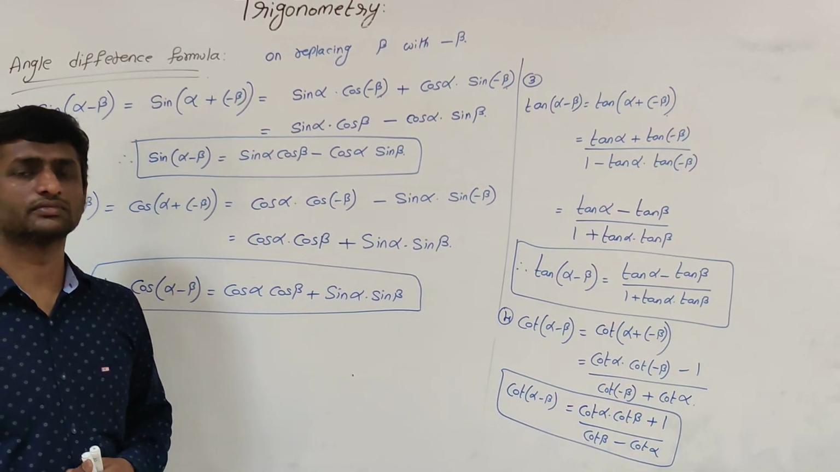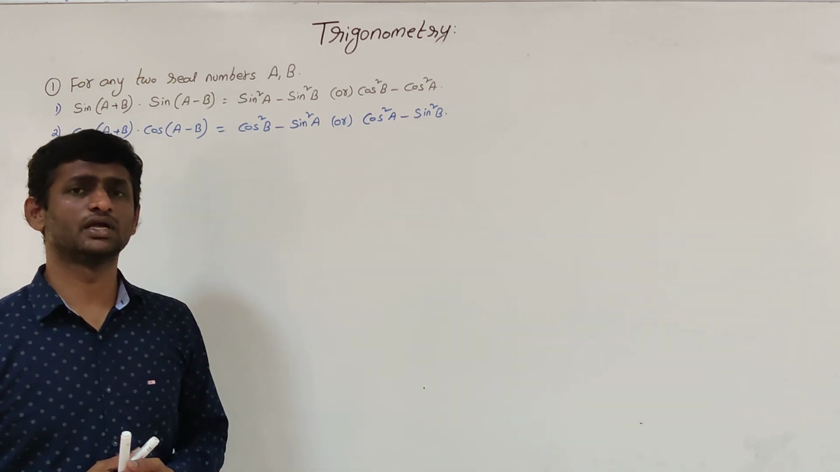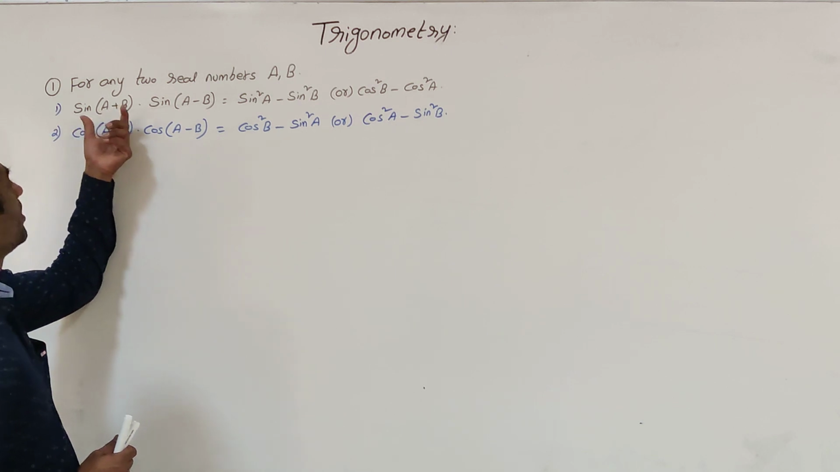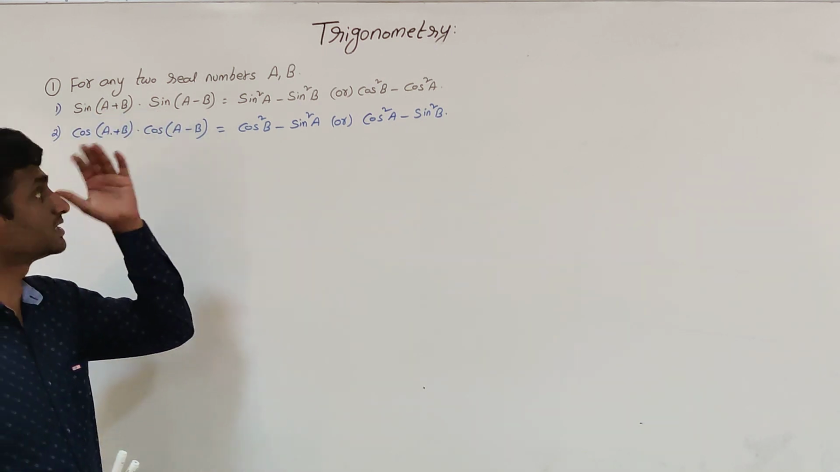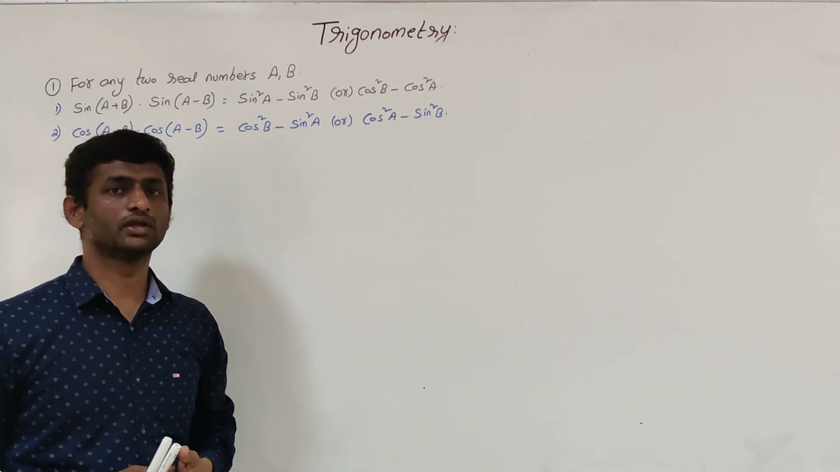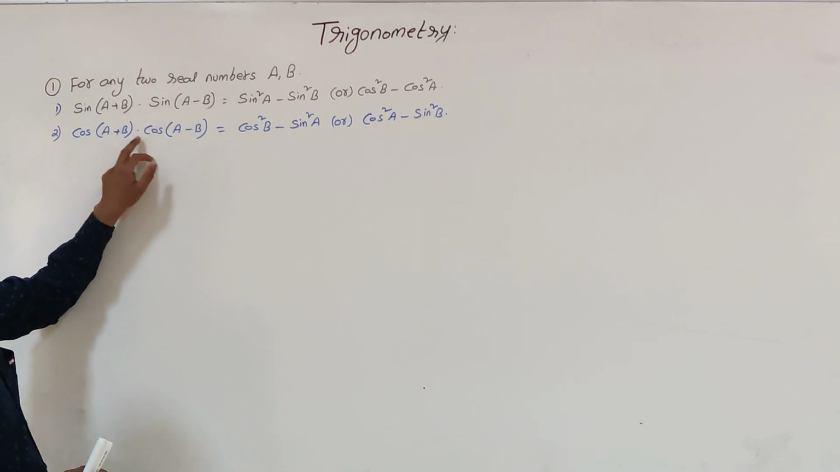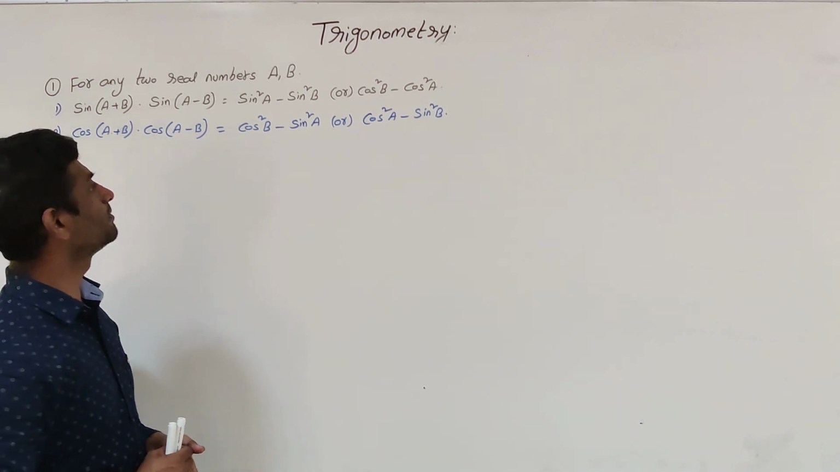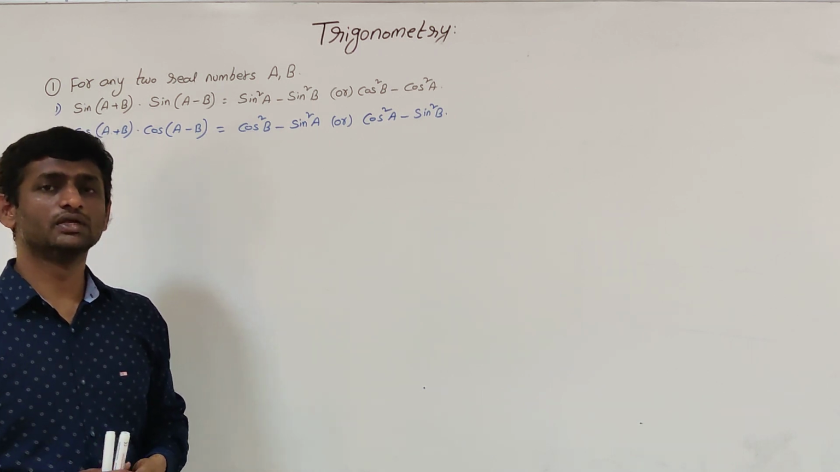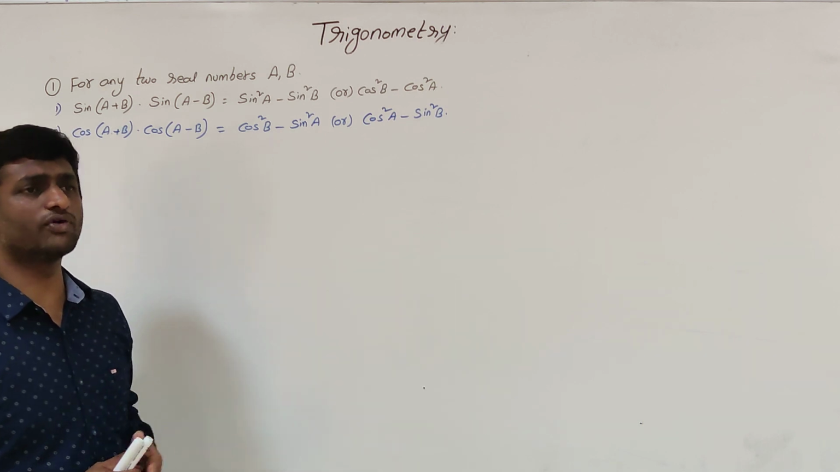So the first result is, for any two real numbers or two angles A and B, sin of A plus B into sin of A minus B is sin square A minus sin square B, or cos square B minus cos square A. And the second property: cos of A plus B into cos of A minus B is cos square B minus sin square A, or cos square A minus sin square B. So these two results are very, very important. Now we will see the proof of the first one.